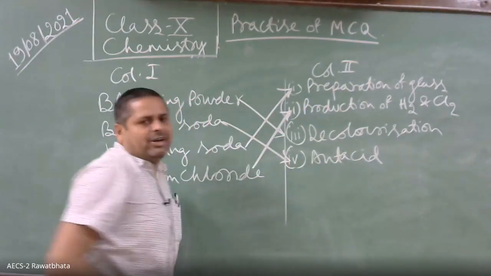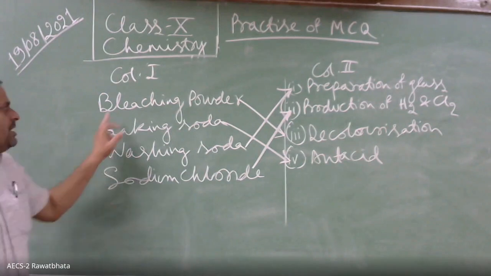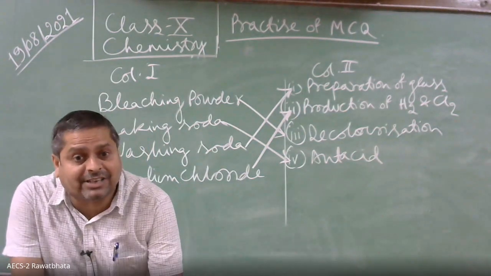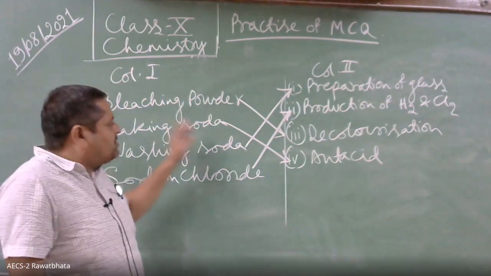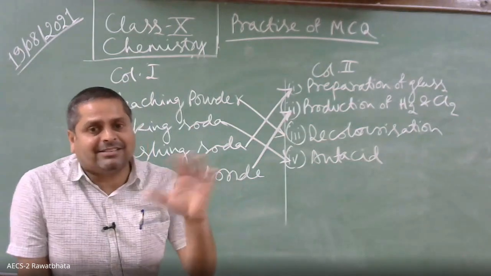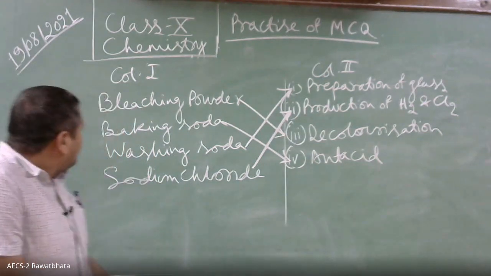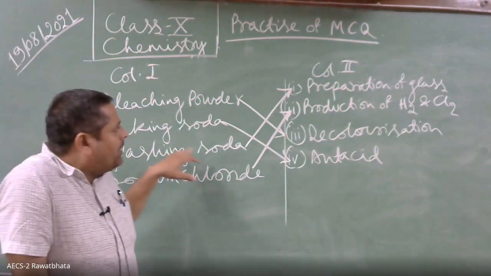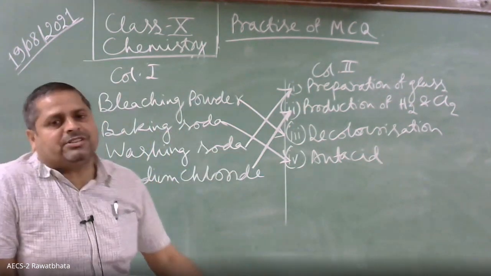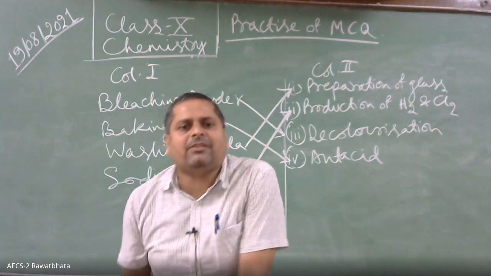Well done, very good. So these are the uses of chemicals. Bleaching powder is used as a bleaching agent, that means for decolorization, and baking soda is used as an antacid because it is a basic salt. So it neutralizes the acid produced in the stomach. And third, washing soda is used in the preparation of glass, and sodium chloride is used in the preparation of hydrogen and chlorine gases.